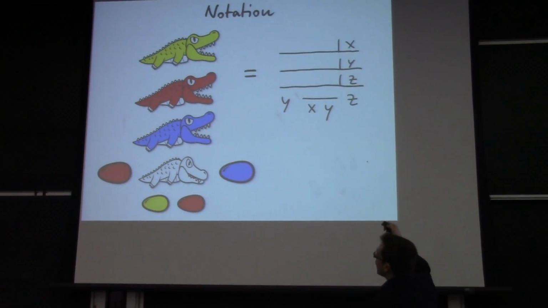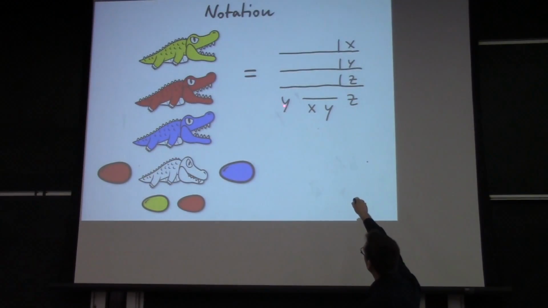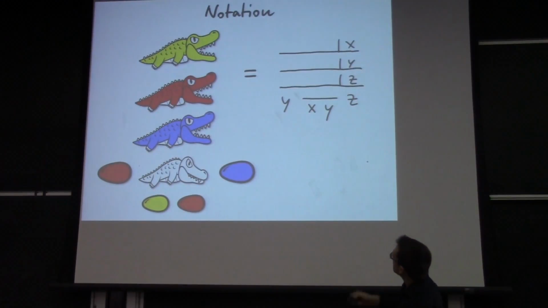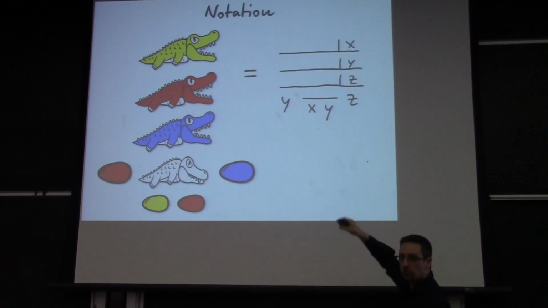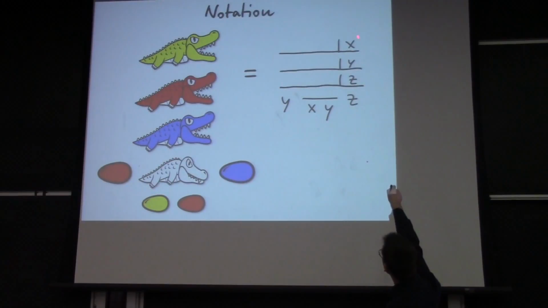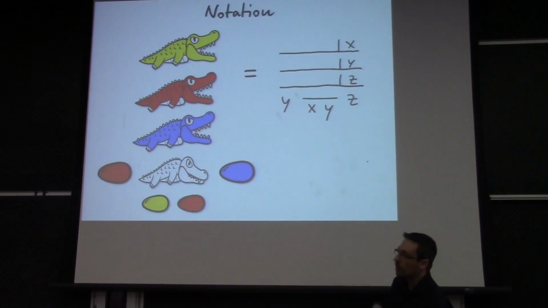Okay, and otherwise, the eggs I just represent by the variables themselves. So this is an egg of color Y, this is an egg of color Z, and an egg of color X. And you can see the old alligator is just represented by this bar here. So I'm just using this to group these guys together. So this is really just another representation of this family.